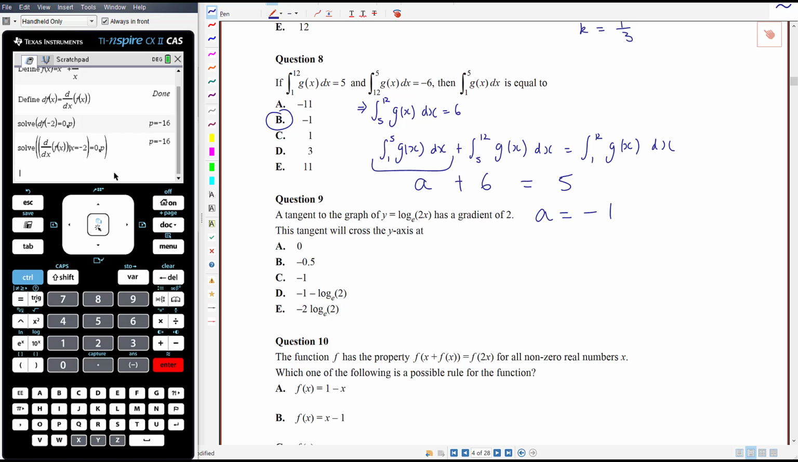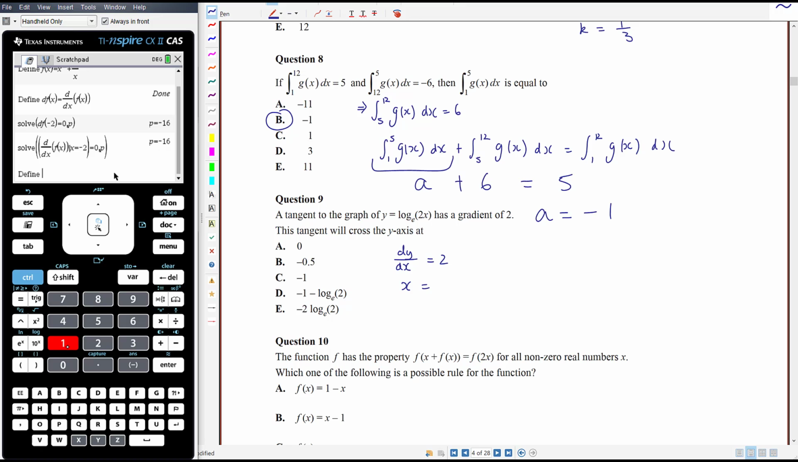Question 9. A tangent to the graph of log e of 2x has a gradient of 2. The tangent will cross the y-axis at... Okay, so we need to find the equation of the tangent. So we know it has a gradient of 2. So we need to first of all find the x coordinate. So we want to know when the derivative will be equal to 2, and that's going to give us an x value.